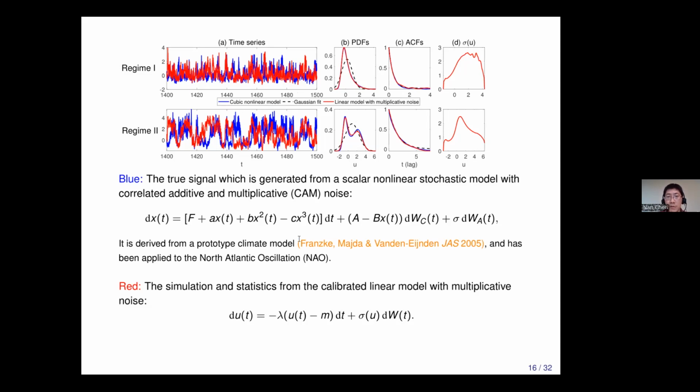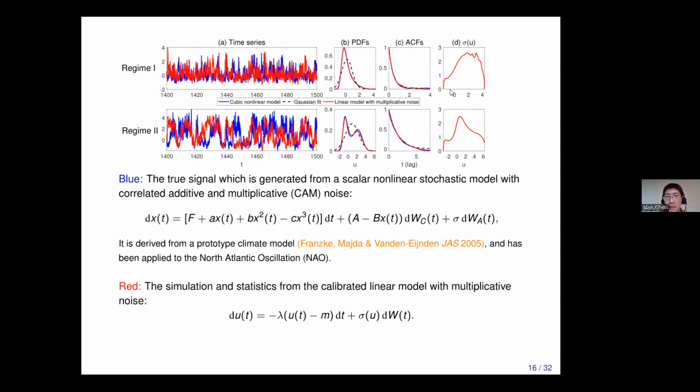So since we have no idea about what the underlying dynamics is, we can always start with this linear model with multiplicative noise. Then we use the previous slides, the method described there, to determine these noise coefficients. And this red curve is a simulation from this linear model with multiplicative noise. So you can see that despite that this equation is much simpler than the truth, it can mimic a lot of nice features of the truth, like these highly non-Gaussian PDFs. The autocorrelations are also very similar.